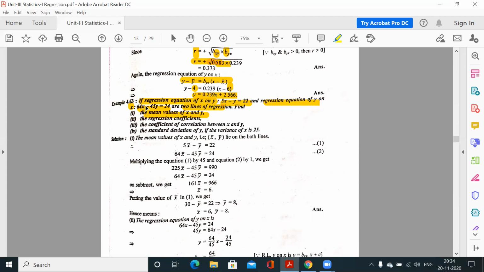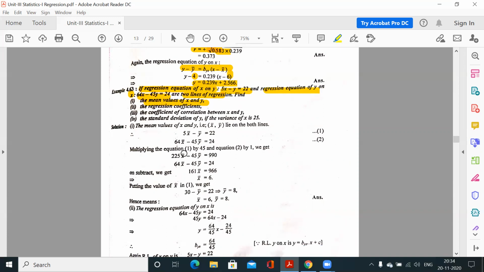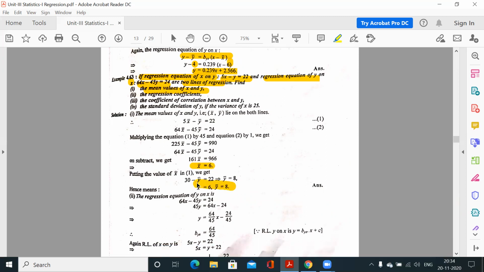5x minus y is equal to 22. 64x minus 45y is equal to 24. If you solve these equations, you will find the values of x and y, and those values are x bar and y bar. So x bar is 6, y bar is 8.